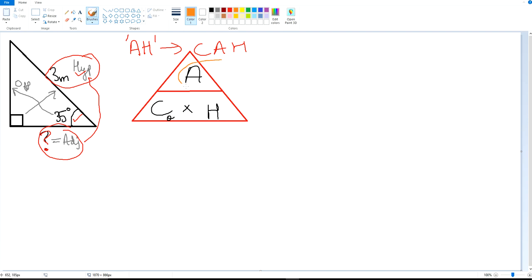Put your finger over the adjacent. That's the bit that we want to work out. We know the angle, which is here, and we know the hypotenuse, which is over here. So in order to work out the adjacent, which I covered with my finger, it tells me how: the adjacent is equal to the cos of the angle multiplied by the hypotenuse.